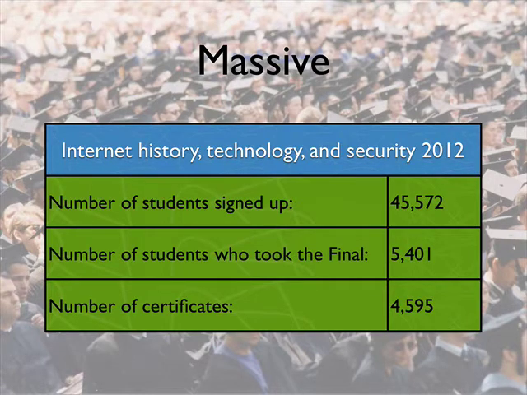And to give you an idea of how many students you may see in a MOOC, here are numbers from a MOOC I participated in last year. This was the Internet History, Technology and Security MOOC, which was run out of Coursera. At the start, we had about 45,000 students signing up for the course, but you can see towards the end we have a significant volume of attrition. We have just over 5,000 students taking the final and a little bit under 5,000 students being awarded a certificate. But still, these are huge numbers, so hence the word massive.